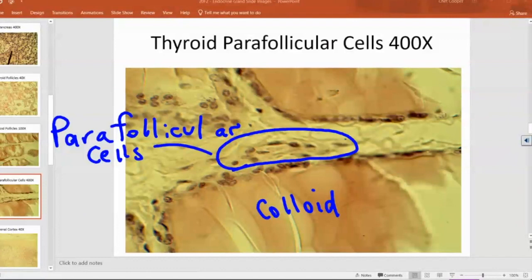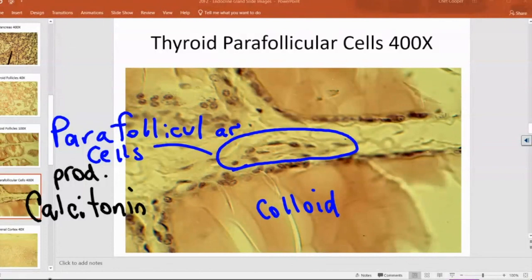And what do they produce? They produce the hormone called calcitonin. A different hormone that tones down calcium is how I'll say it later. But we'll get there.